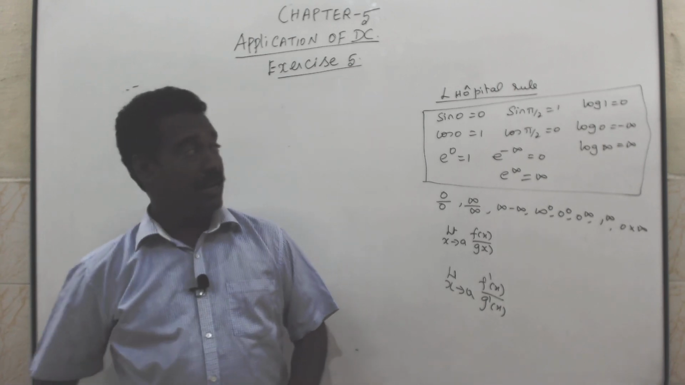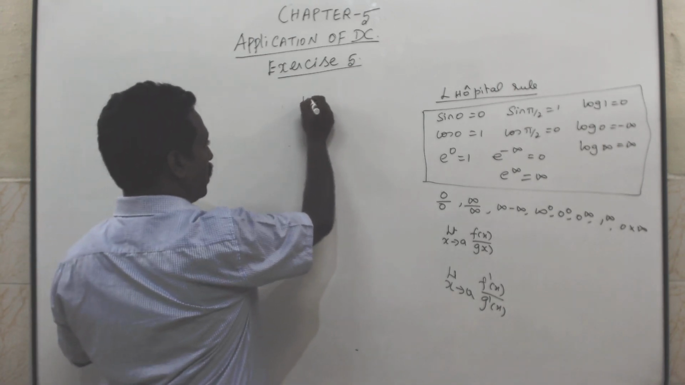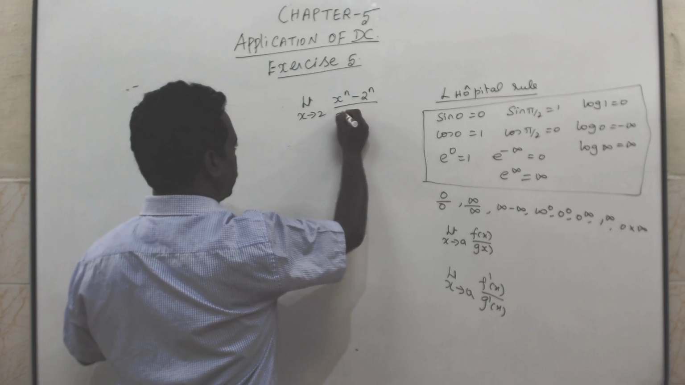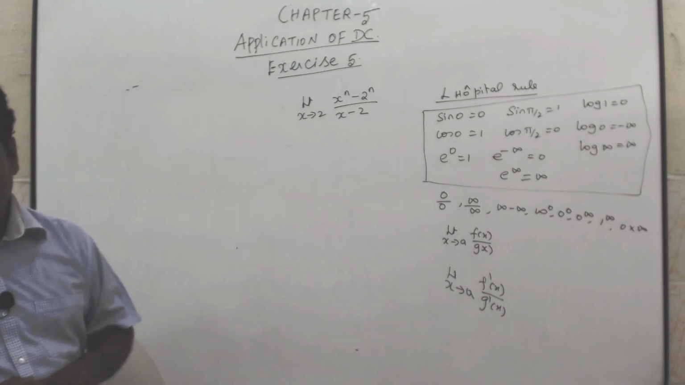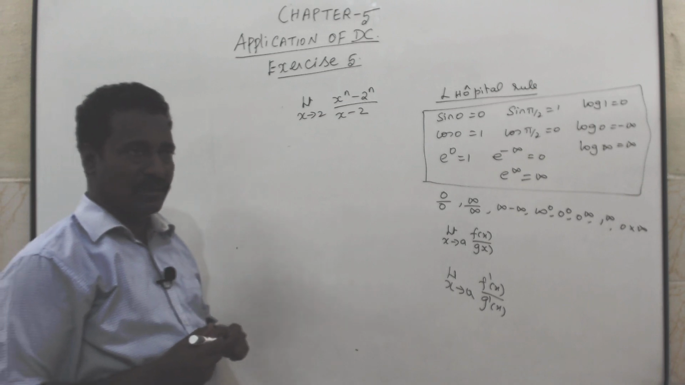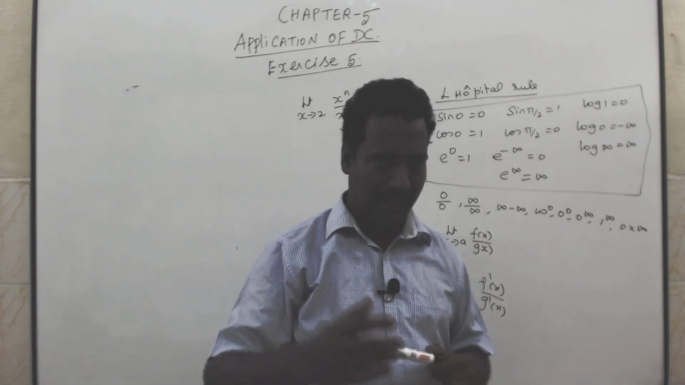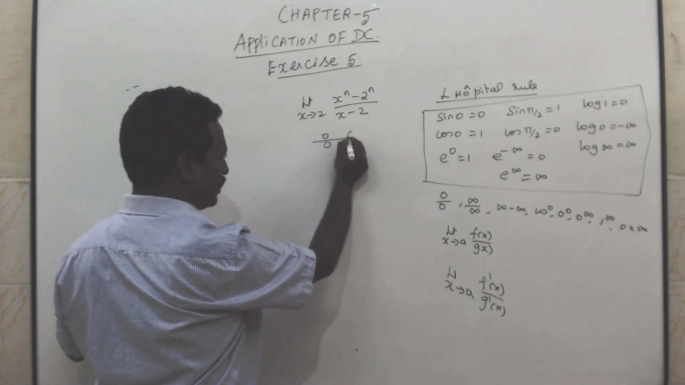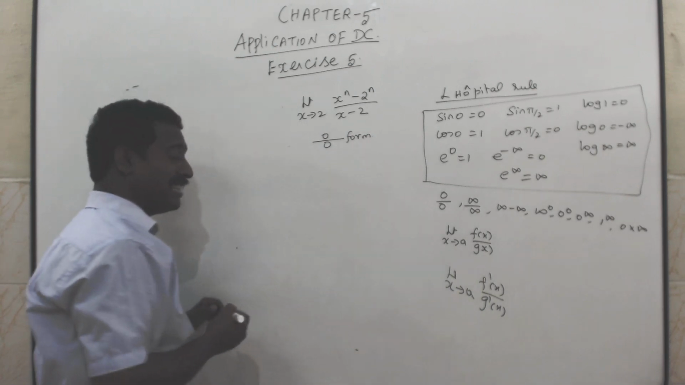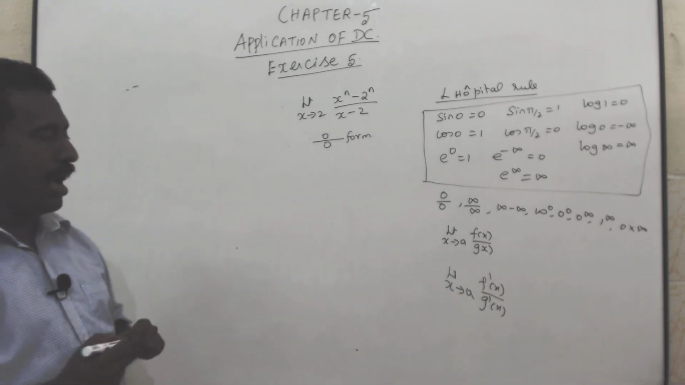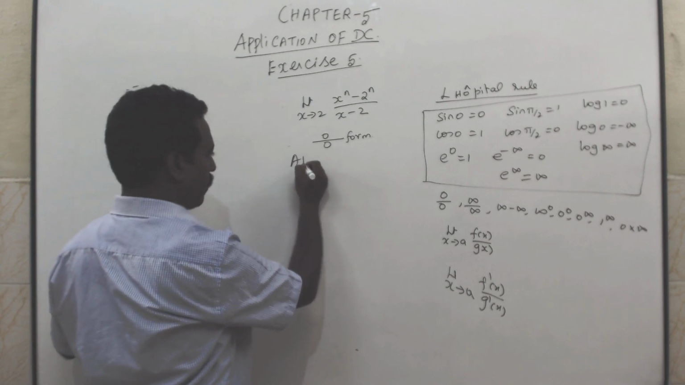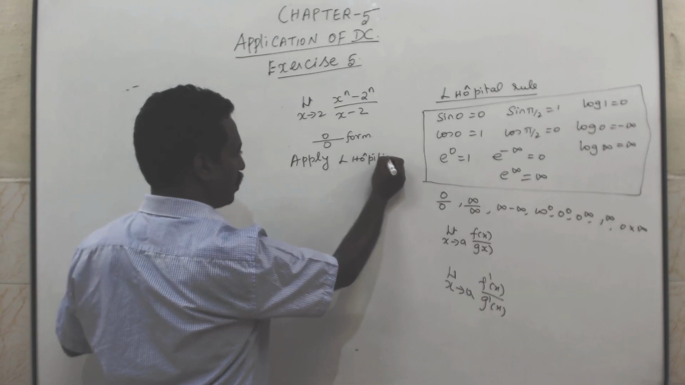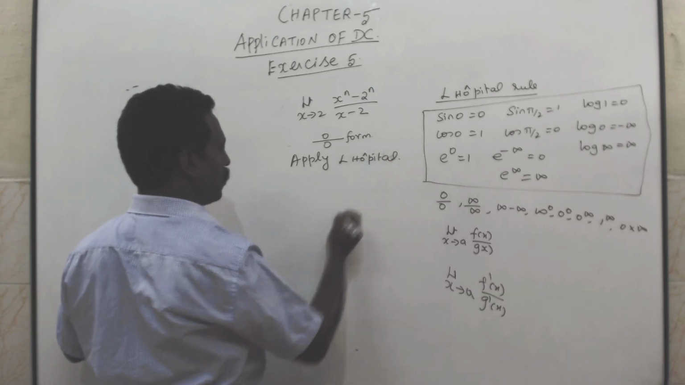The next problem, limit x tends to 2, (x power n minus 2 power n) by (x minus 2). What is the first step? Substitute the limit x equal to 2. When we substitute x equal to 2, 2 minus 2 is 0, 2 power n minus 2 power n is 0, so 0 by 0, that is indeterminate form. Apply L'Hospital rule.